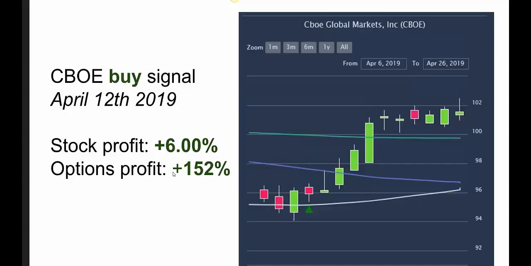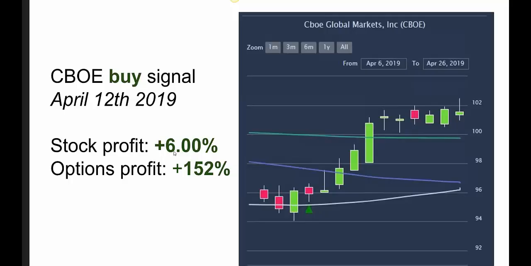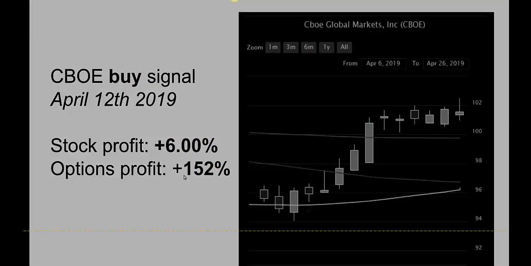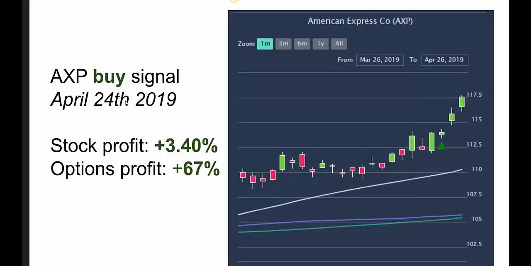We get a buy signal in CBOE, the stock, a couple days earlier. The stock made a quick 6%, options 152%. As you can see, these are brand new signals. They're not just from ages ago. They literally just triggered a few days ago. Or here, this one stock literally triggered a couple days ago: 3.4% for the stock and 67% profits in the options for those traders, options students, traders that took those signals.